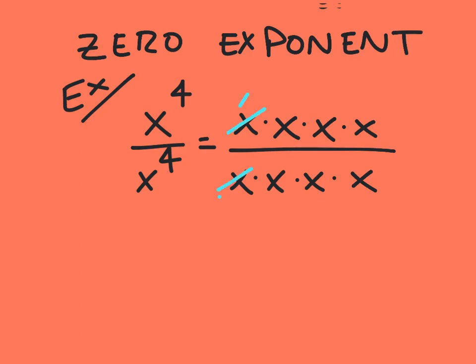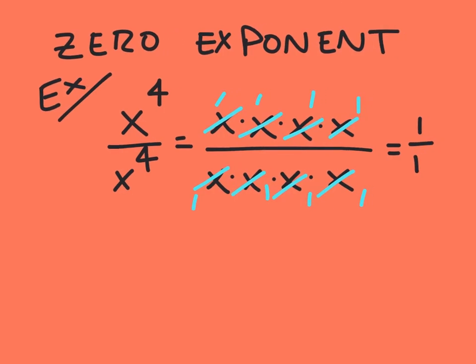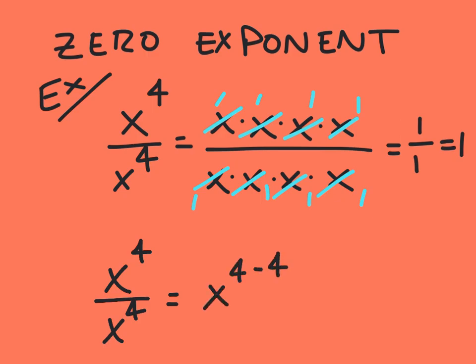So x divided by x is 1, x divided by x is 1, x divided by x is 1, x divided by x is 1. So you really end up getting 1 over 1, which is just equivalent to saying 1. You can also think about this as something being divided by itself, you get 1. Now let's use our rule. Let's use the quotient rule. If I write this as x to the fourth over x to the fourth, and I subtract my exponents, I get x to the 4 minus 4 power. Well, 4 minus 4 gives us 0.